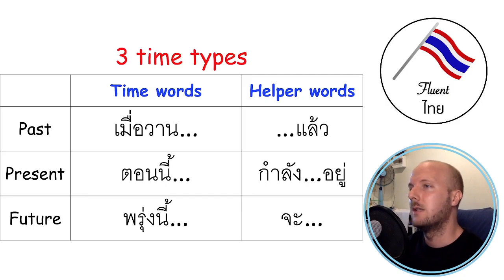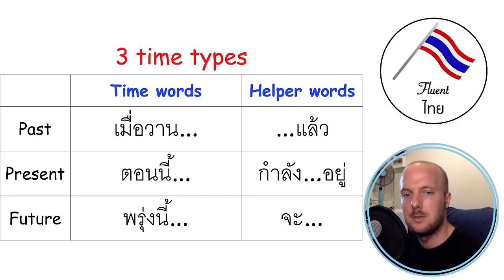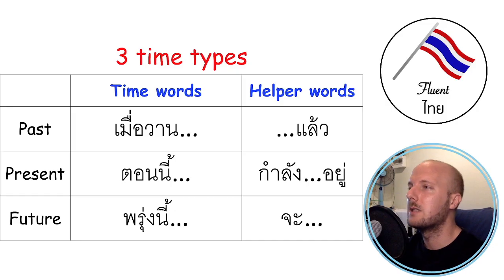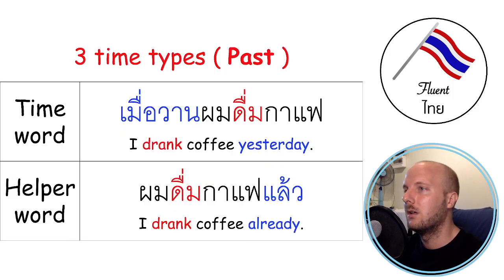So let's practice with 3 time types. All right, this is what we're going to learn: past, present, and future. And we're going to learn some time words, as well as some helper words, in order to express past, present, or future using either time or helper words. So, for example, we've got เมื่อวาน, แล้ว, ตอนนี้, กำลัง, อยู่, พรุ่งนี้, จะ. So let's go learn them together. Let's start off with the past. If I just want to use the time word to indicate the context of the past, well, I could just say "yesterday" then, couldn't I?